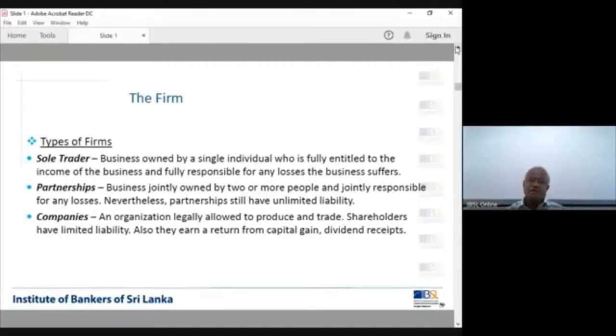You go to the share market, there are companies legally allowed to produce and trade. Not only that, they can raise funds, raise capital by issuing shares. We can buy shares of these companies, those who have issued these shares through the share market. How do you buy? First you register with the CSE, the stock exchange, and give your identification number, your NIC number. Then you are unique.